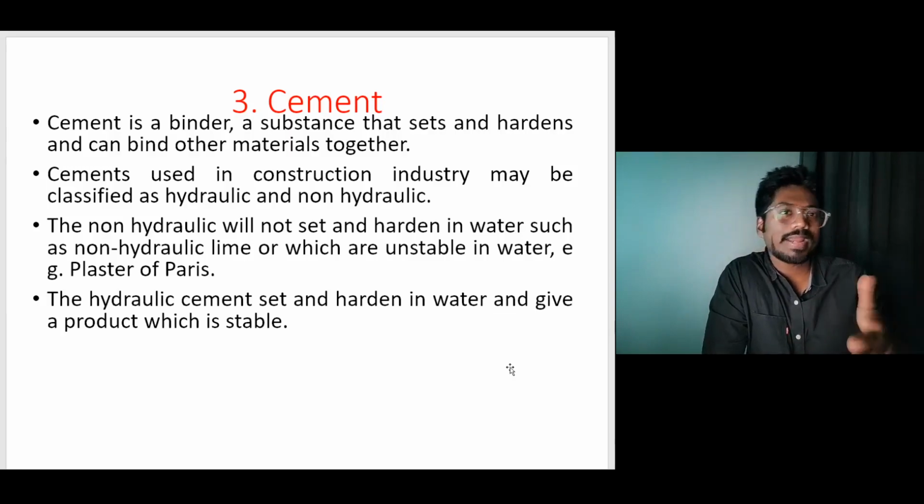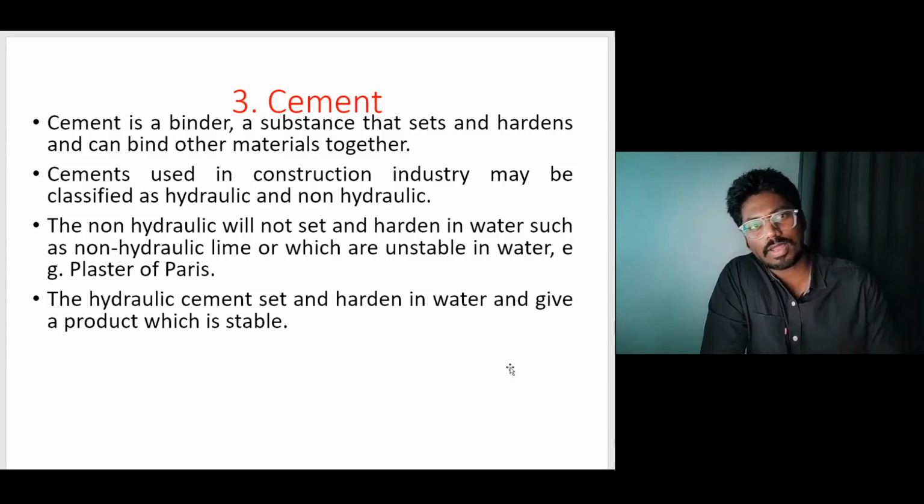These are the two main categories of cement, hydraulic and non-hydraulic. The non-hydraulic will not set and harden in water, such as non-hydraulic lime, or which are unstable in water. Plaster of Paris is a typical example of a non-hydraulic cement, with more lime content in it. Hydraulic cements set and harden in water and give a product which is stable.